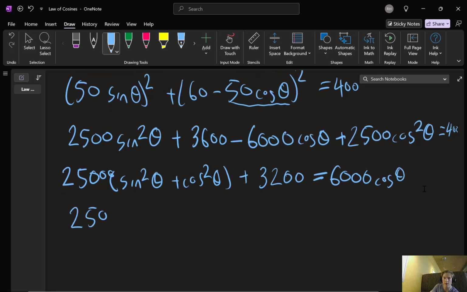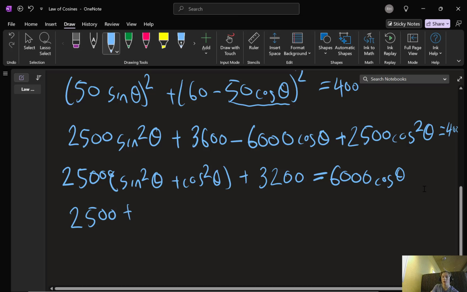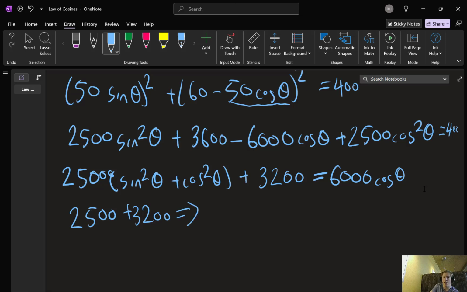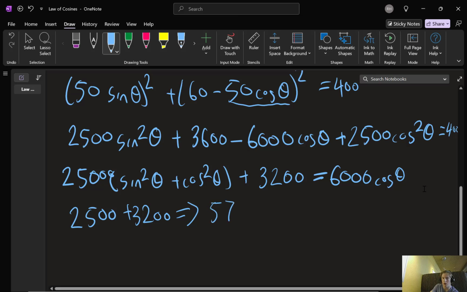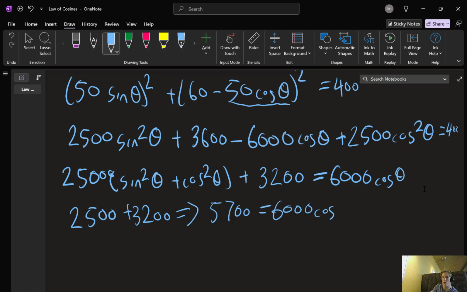We'll simplify this to 2500 plus 3200. Whoops, one too many zeros. Plus 3200, which I believe is just equal to 5700. And then we set this equal to 6000 times cosine of theta. And then we can simplify from here. We'll just divide 6,000 from both sides. And then this simplifies to 57 over 60. And I believe we can actually do one more simplification. We can divide each side by 3, and we get 19 over 20 is equal to cosine of theta.